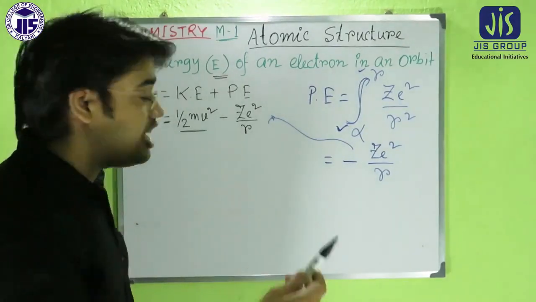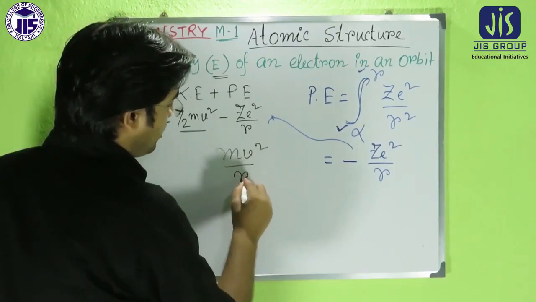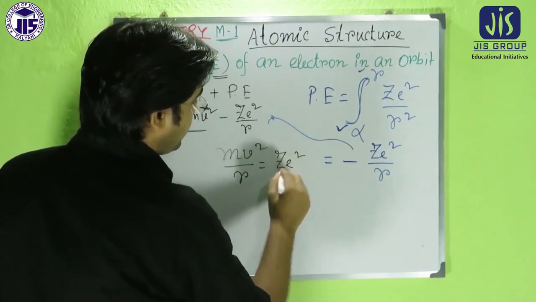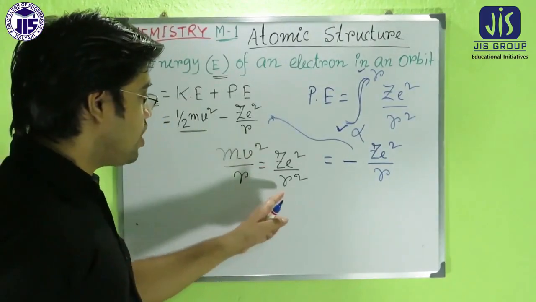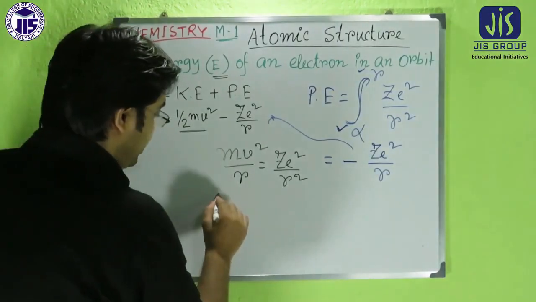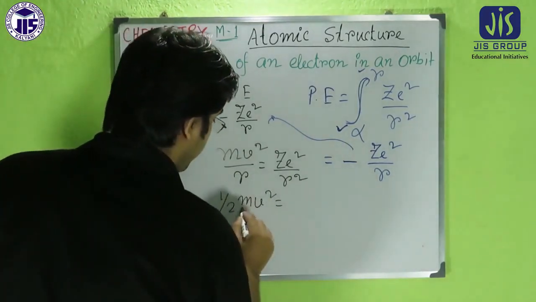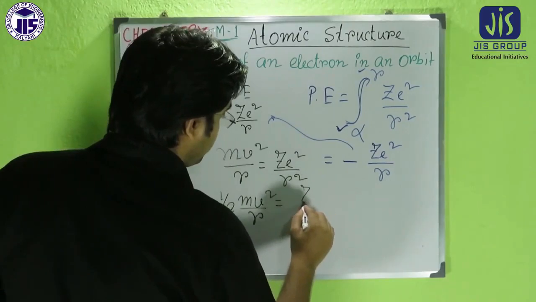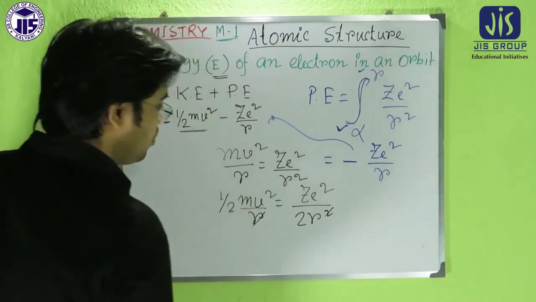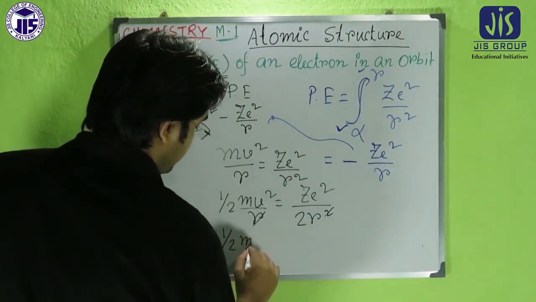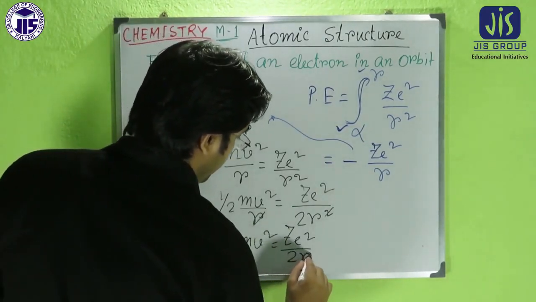We already established the equation that mv square by R equals Z e square by R square. So from there we can write down half mv square by R equals Z e square by 2R square. Then it will be cancelled out. So half mv square equals Z e square by 2R.